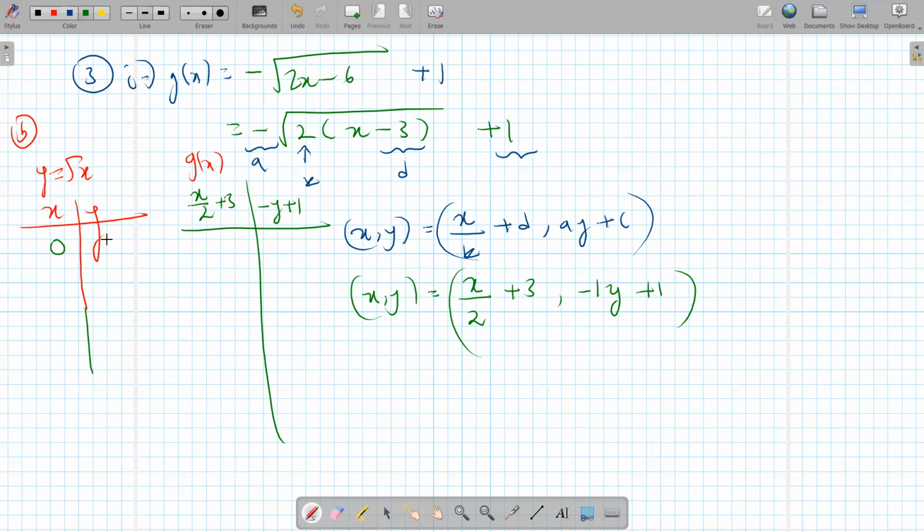0. If x is 1, what's the y value? 1. If x is 4, what's the y value? 2, because if x is 4, y is going to be the square root of 4.